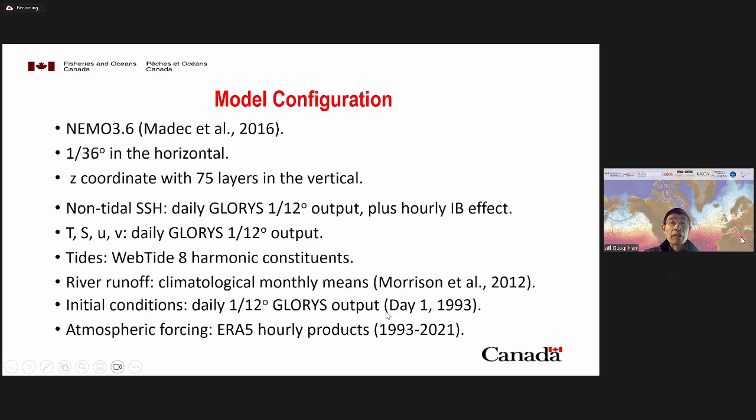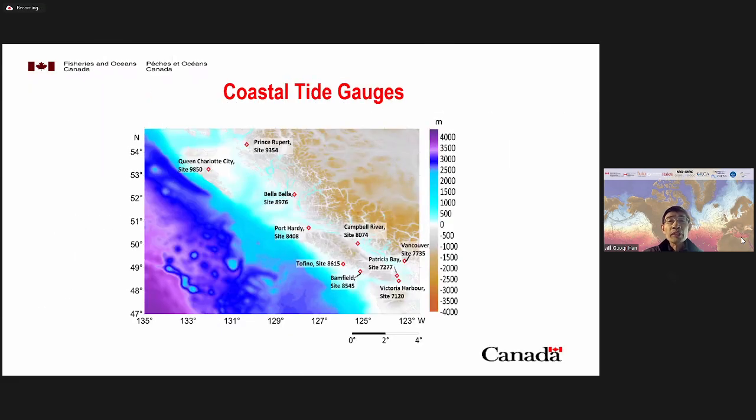River runoff is Morrison et al.'s climatological monthly means. And we have selected 10 tide gauge stations around the coast. Those are the long-term tide gauge stations operated by the Canadian Hydrographic Service. So we will also evaluate the model against the tide gauge data at those stations.